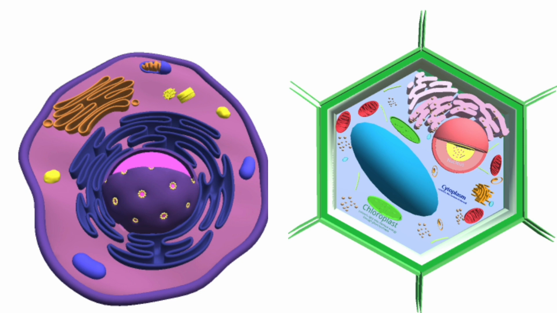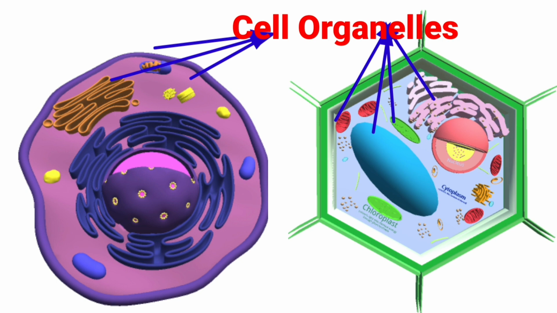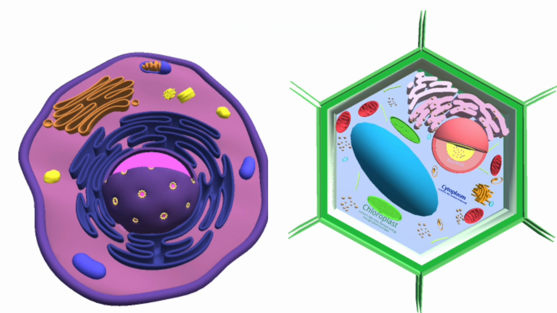The next part is cell organelles. All membrane-bound cell organelles are scattered in the cytoplasm. Cell organelles are submicroscopic structures which are specialized to perform specific cellular functions.